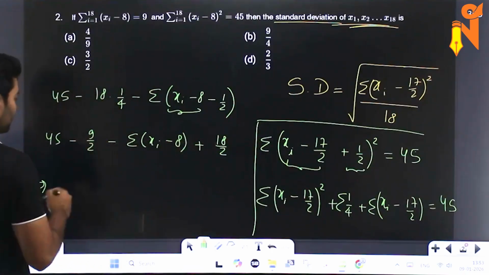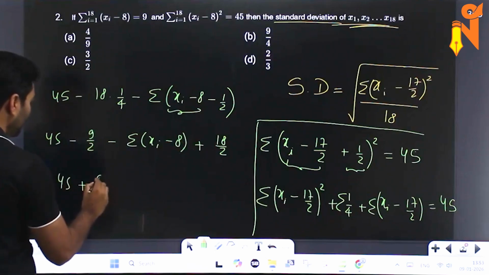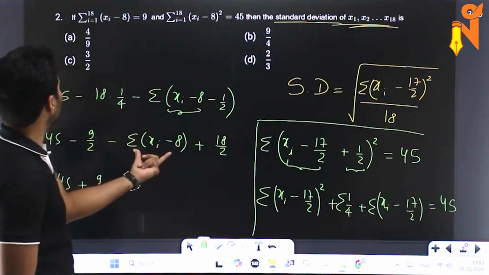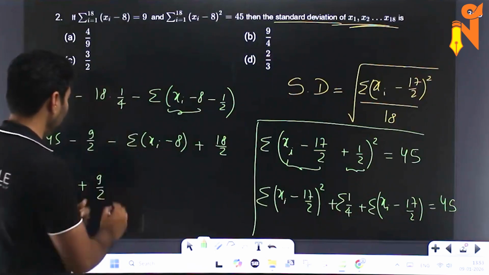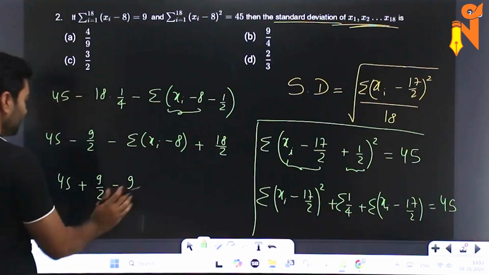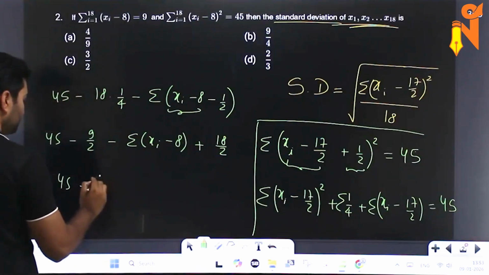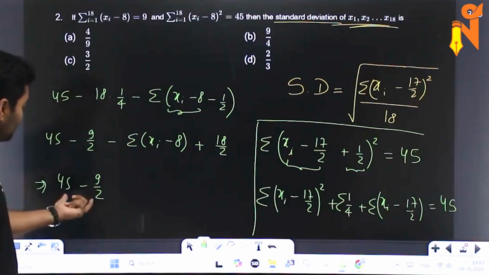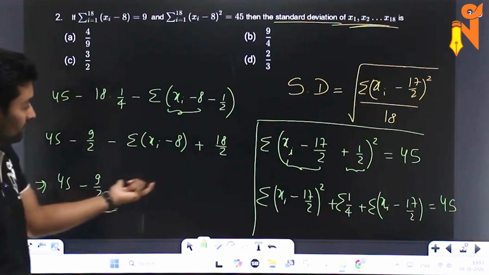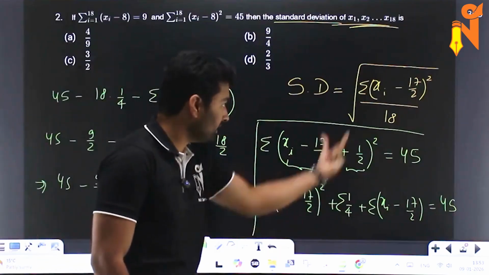9 minus 9 by 2 is 9 by 2. So 45 plus 9 by 2. This is obviously given here, how much? 9. So put here minus 9, again minus 9 by 2. Very nice. So basically, what is this? This is the value of this expression which I will use here.